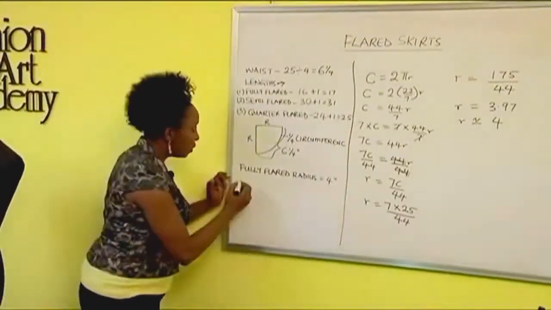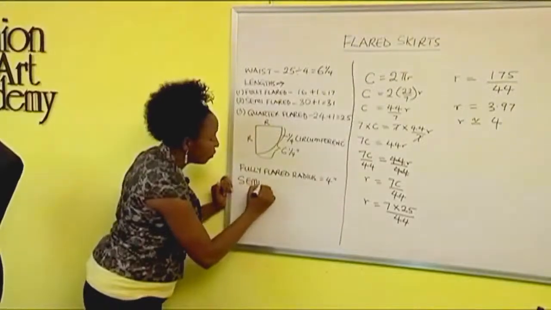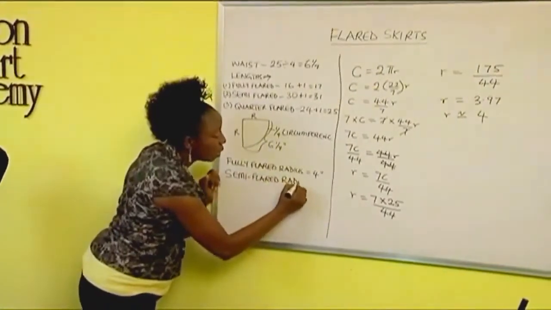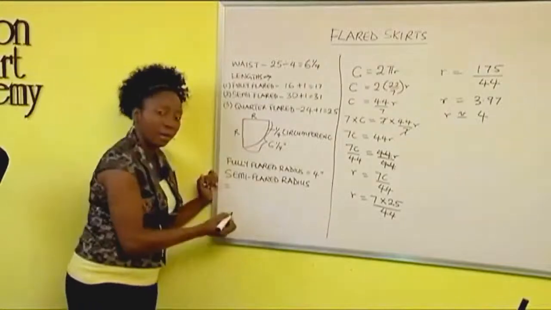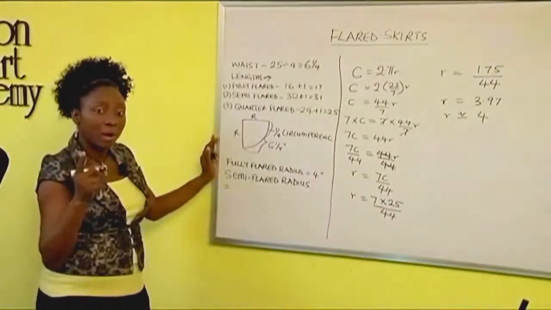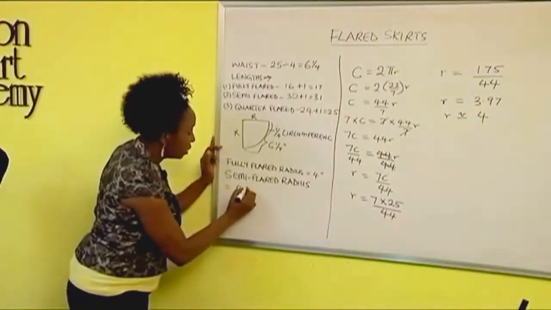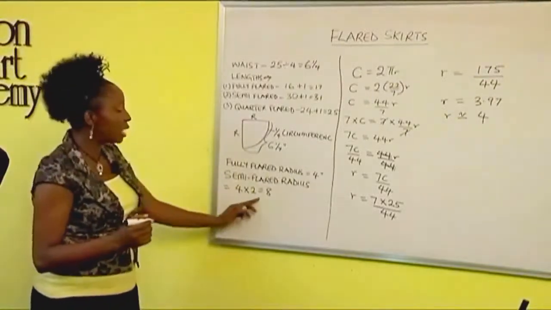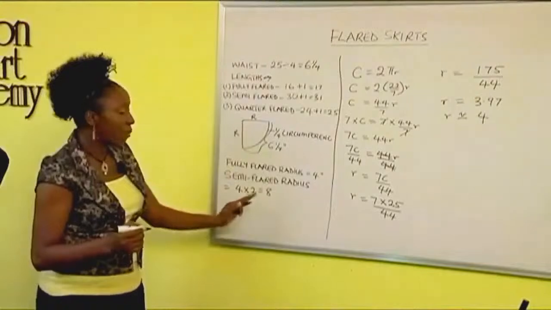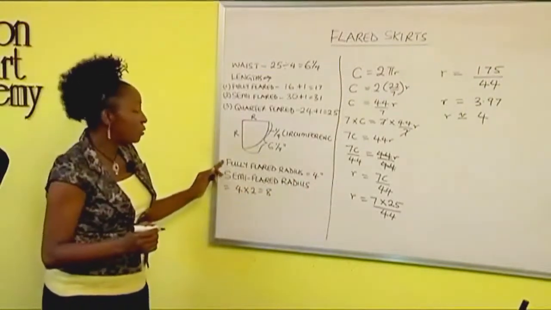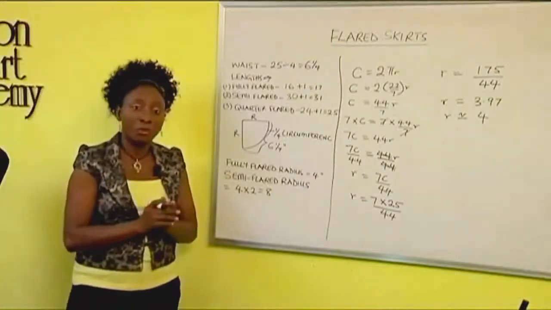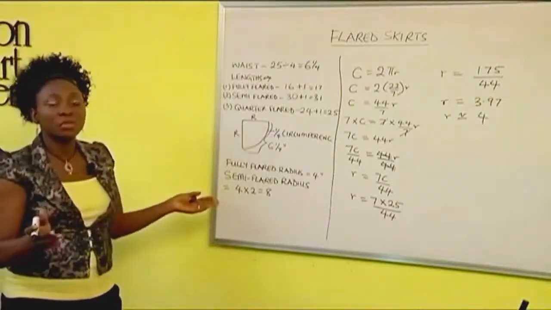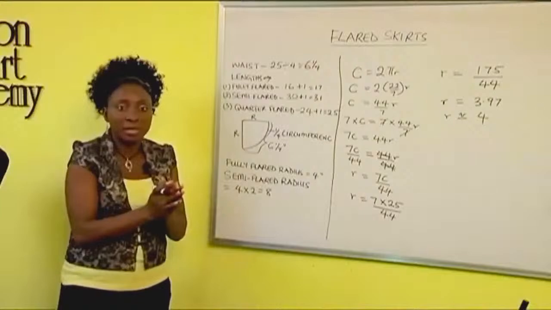So, for our semi-flared radius, what I would do is take this 4 inches I have here, and all I do is multiply it by 2. That's 4 times 2 will give me 8. That's what I'm going to use. I'm going to use 8 inches for my semi-flared radius. I'm not going to use 4 inches. Now, for my fully flared radius, I'm going to take my fabric and fold it into 4, lengthwise and widthwise. But for my semi-flared skirt, all I have to do is just fold my fabric into 2, just widthwise, that's all.